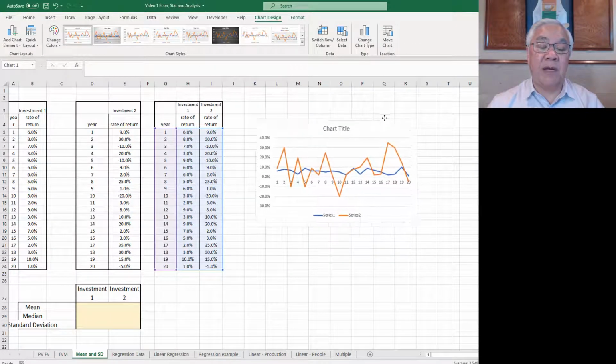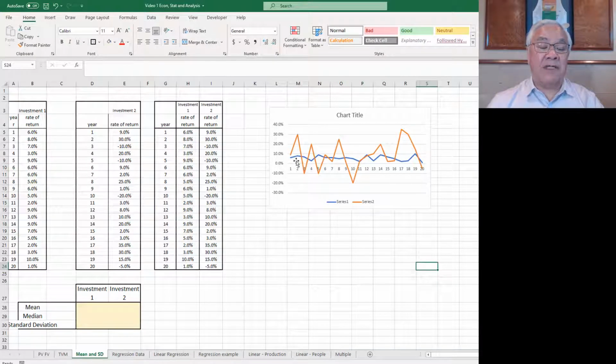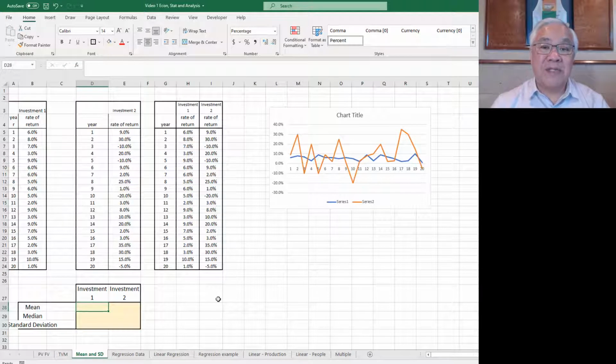All right. So I'm not going to make it fancy with titles and whatnot, but for now we can see that Series 1, which is investment 1, is pretty stable, particularly when you compare it to Series 2. Okay, we already see the difference in volatility. So next, let's do the statistical measures and see if that complements or is in line with what we think. Hint, it is.